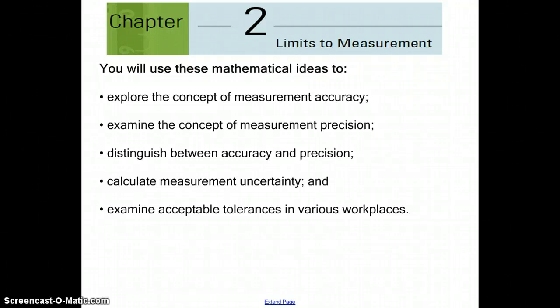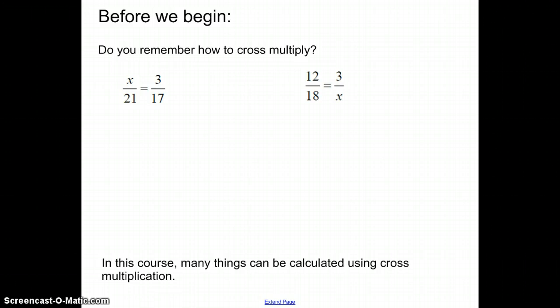All right, so we're about to start chapter 2, which is called Limits to Measurement. During this chapter, we are going to use these ideas to explore the concept of measurement accuracy, to examine the concept of measurement precision, to distinguish the difference between accuracy and precision, to calculate measurement uncertainty, and to examine acceptable tolerances in various workplaces. Now, before we start that, we do need to review a few things that will be important to this chapter.